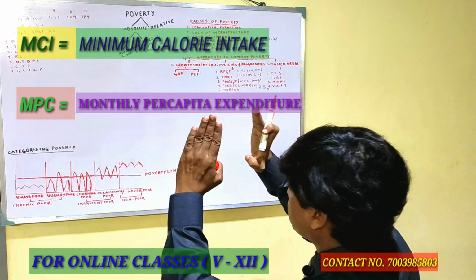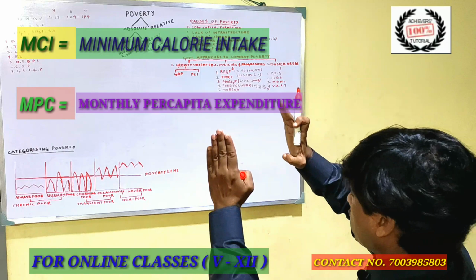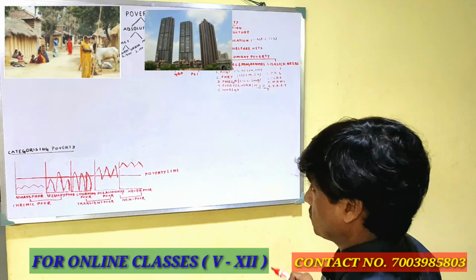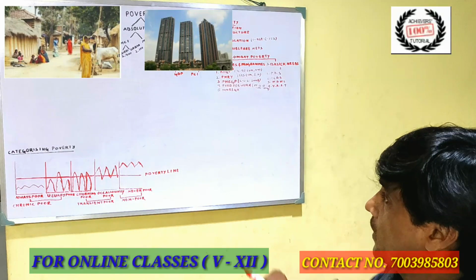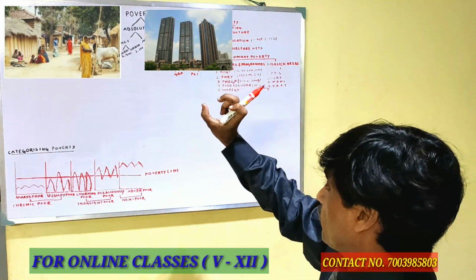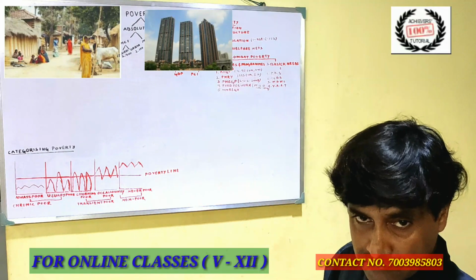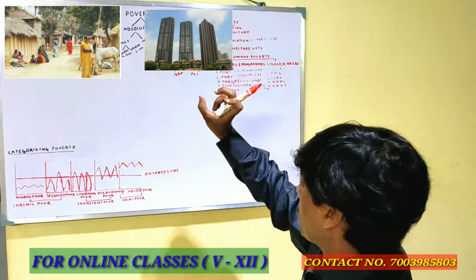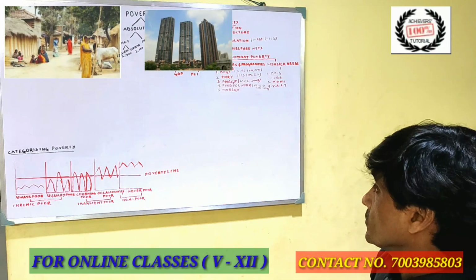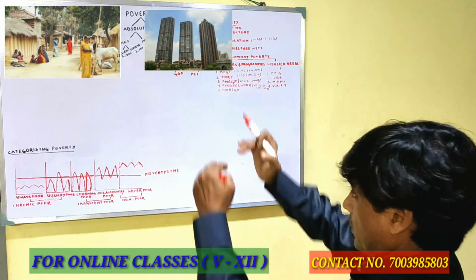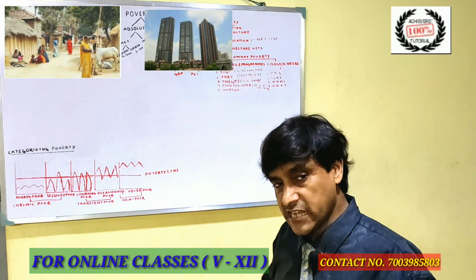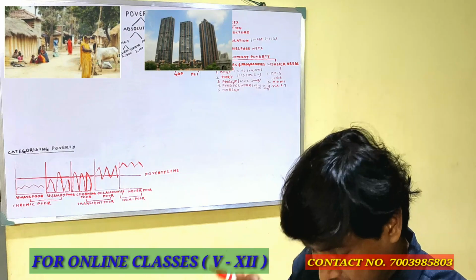Now this MCI and MPC are divided into two segments: one is rural, one urban. Those who are living in rural areas should be provided 2,400 calories per day, and those in urban areas require 2,100 calories per day. If they are below that, if they cannot get this calorie intake, then they are BPL as per the criteria of this country.